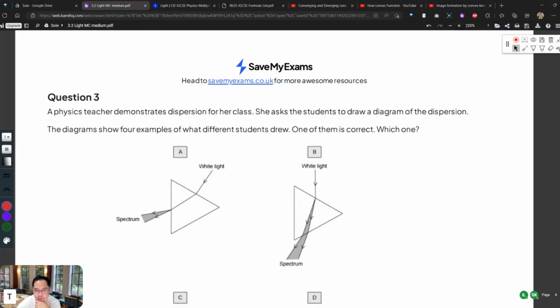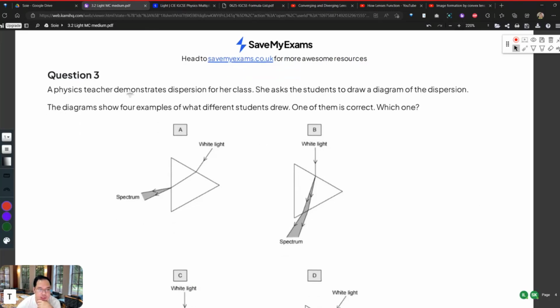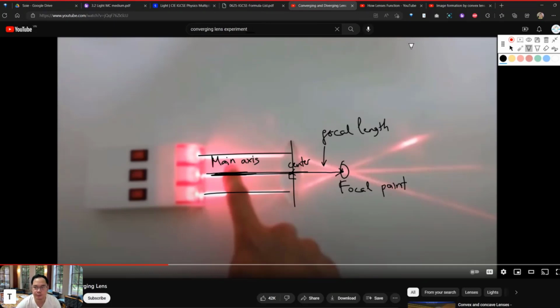Question 3. A physics teacher demonstrated dispersion for her class. She asked students to draw a diagram of the dispersion. The diagram shows 4 examples of what different students drew. One of them is correct. Which one? Okay, dispersion.